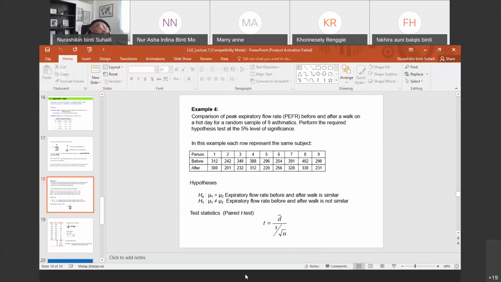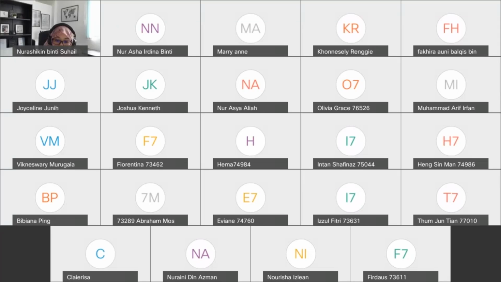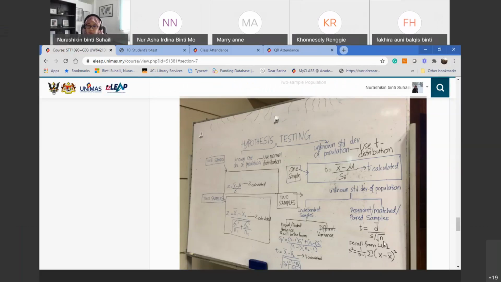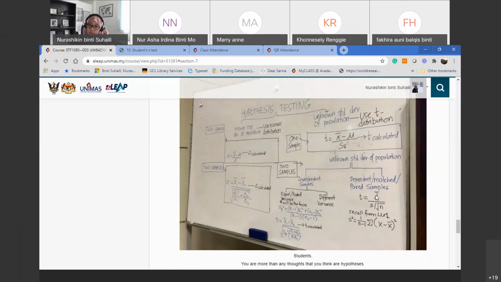Let me show the formula, the one that we used in lecture 1. Hold on. Okay, now we are here. We are talking about dependent samples or matched samples under unknown standard deviation of the population. And this is the formula of T.